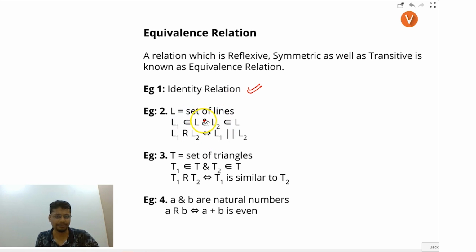All right. What about this example? L is a set of lines where L1 is related to L2, where L1 and L2 both belong to the set L. L1 is related to L2 if and only if L1 is parallel to L2.